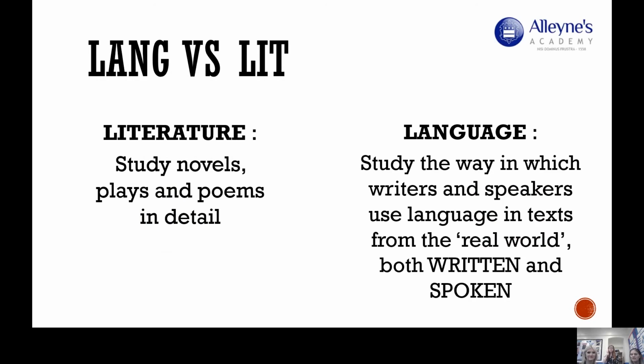So firstly, we need to have a think about what the difference is between English language and English literature. A little bit like at GCSE, in English literature, you would continue at A-level to study whole novels, plays and poems in lots of detail, whereas in A-level English language, you would instead study the way that we use language in the real world. So lots of texts of different genres. We look at written texts and spoken texts, but much shorter texts than you would study in English literature.